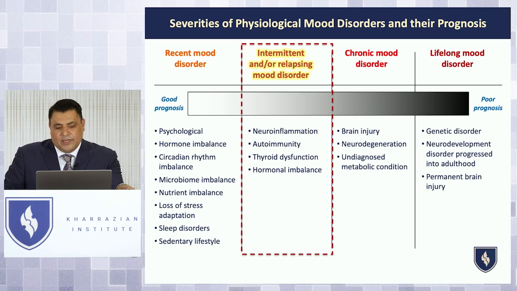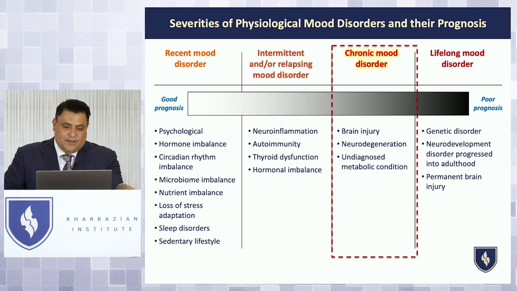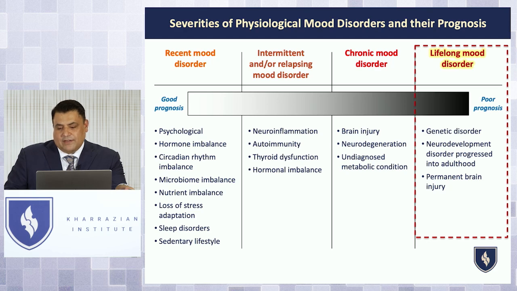And when you see someone who has chronic mood disorders, like the first case example I showed you of a 45-year-old female who has suffered from major depressive disorder since age 40 and nothing has helped, then you may have a brain injury that no one has identified, managed, or supported. Maybe they have early signs of neurodegeneration, or the brain is atrophying. Maybe they have an undiagnosed metabolic condition, and it could be as simple as a thyroid disorder no one found. And if someone has had lifelong mood disorders, there are genetic disorders.